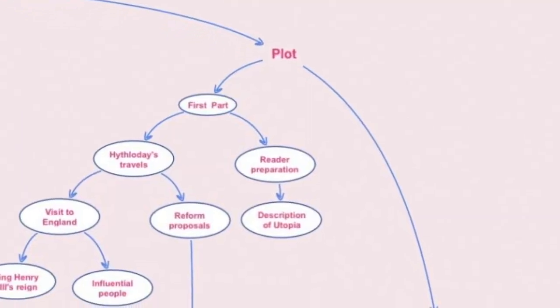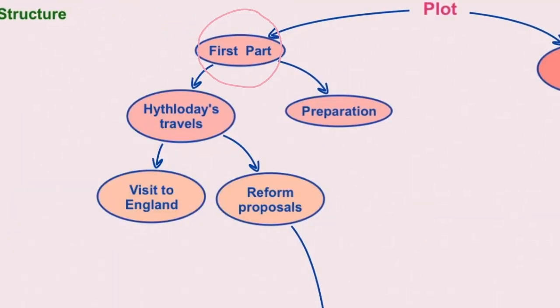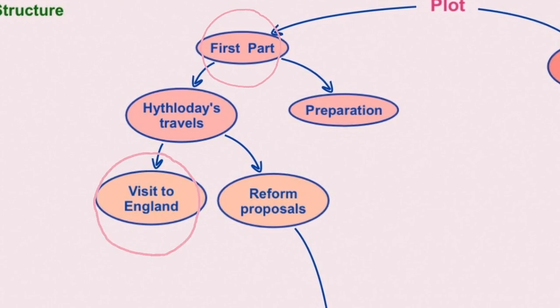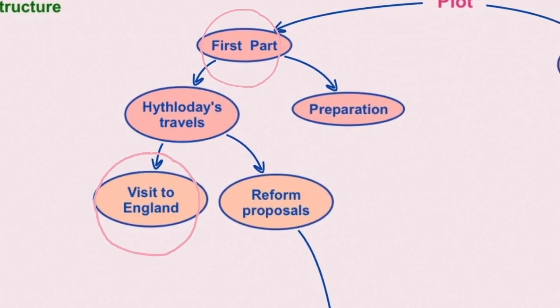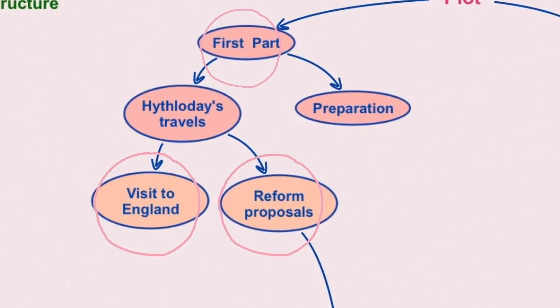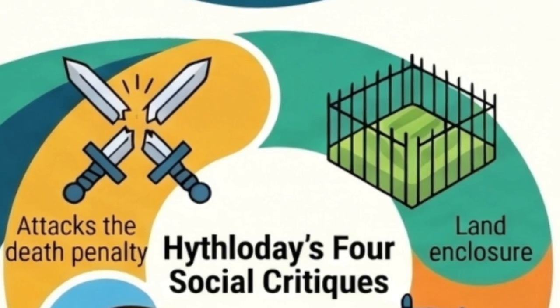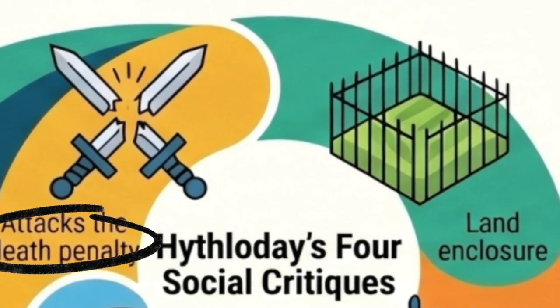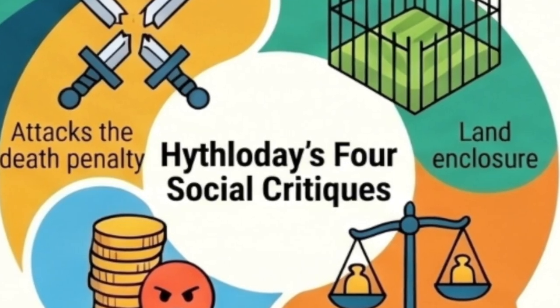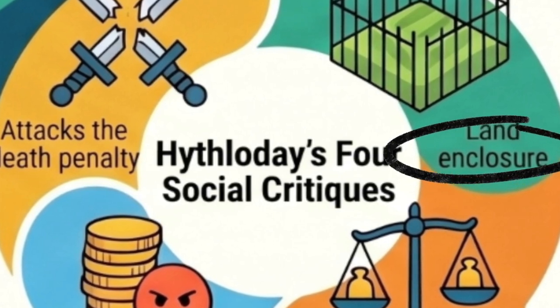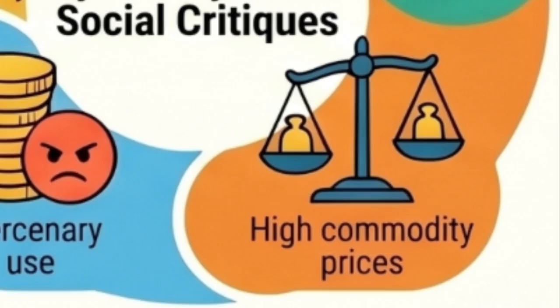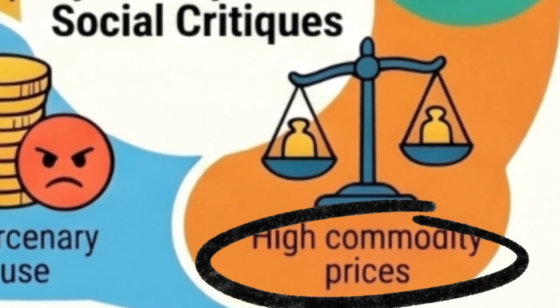Okay, let's get down to business and look at the plot branch. In part 1, Hythloday visits England and puts forward specific pointed reform proposals. He calls for the abolition of the death penalty, attacks the enclosure of common land, questions the use of mercenary soldiers, and challenges high commodity prices.